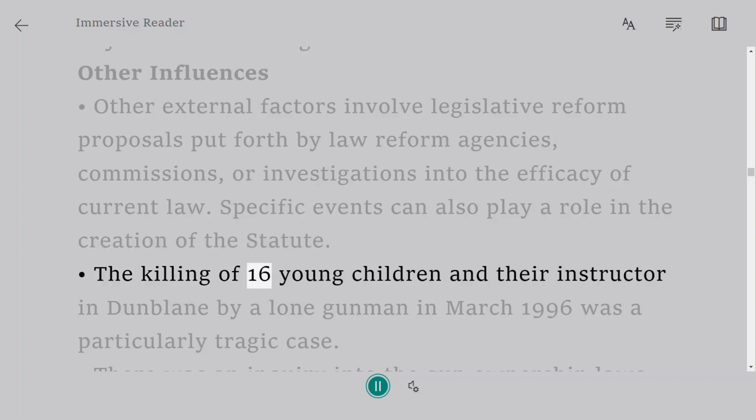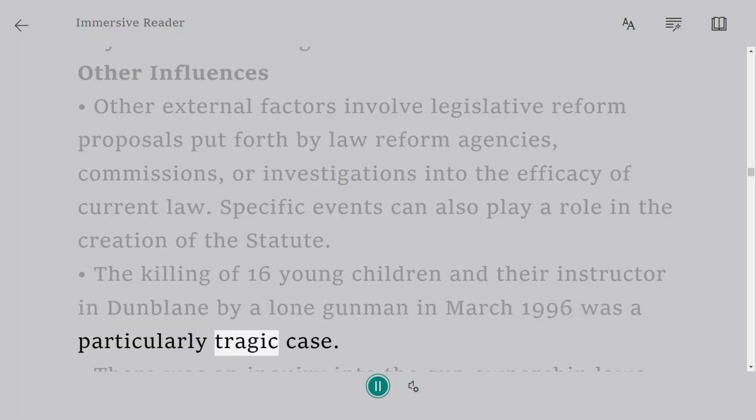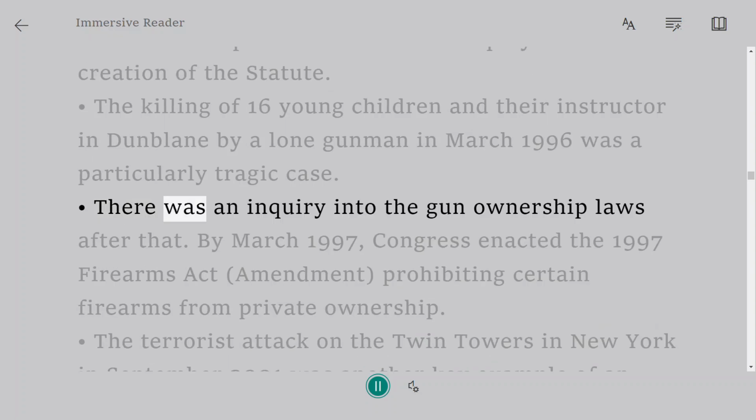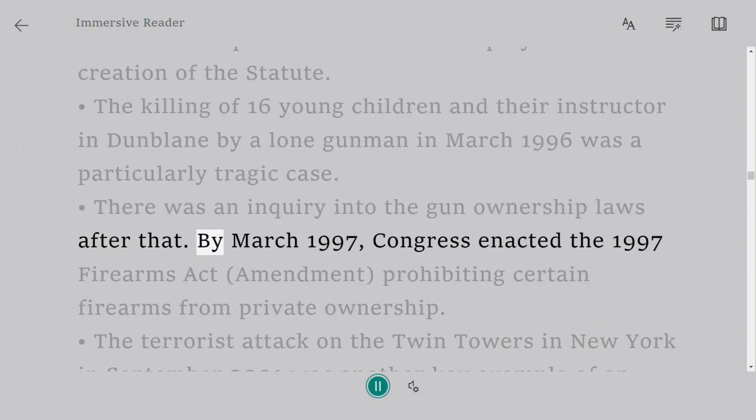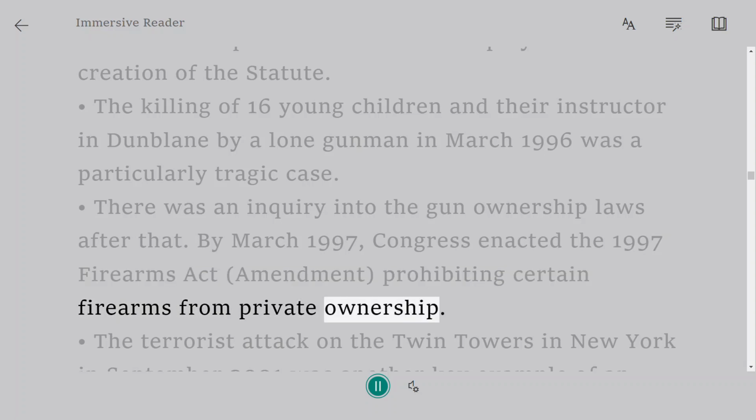The killing of 16 young children and their instructor in Dunblane by a lone gunman in March 1996 was a particularly tragic case. There was an inquiry into the gun ownership laws after that. By March 1997, Parliament enacted the 1997 Firearms Act, amendment, prohibiting certain firearms from private ownership.